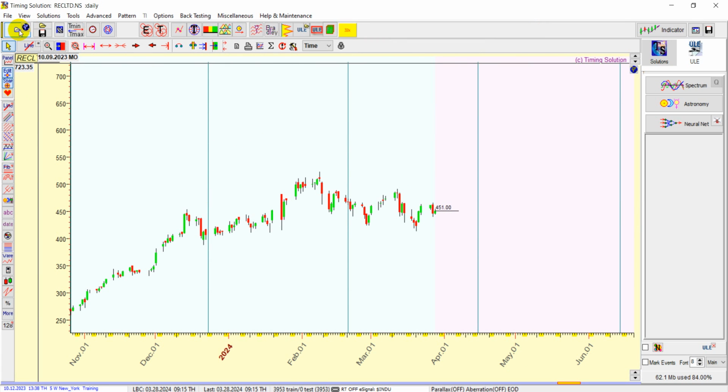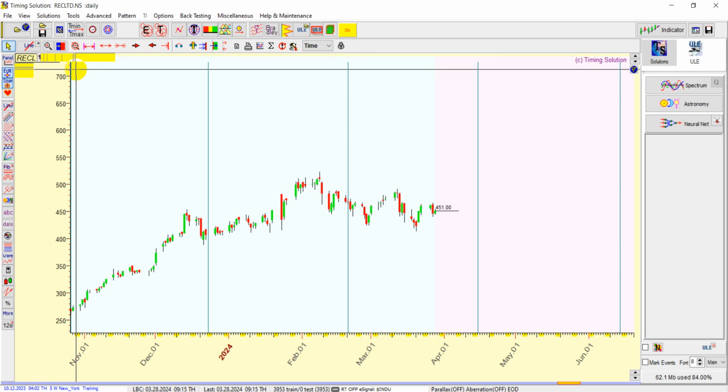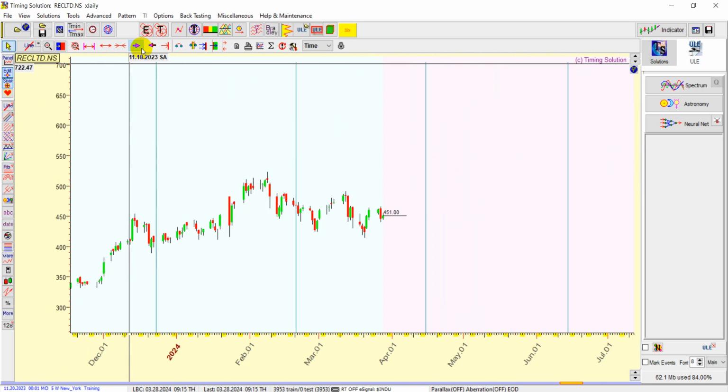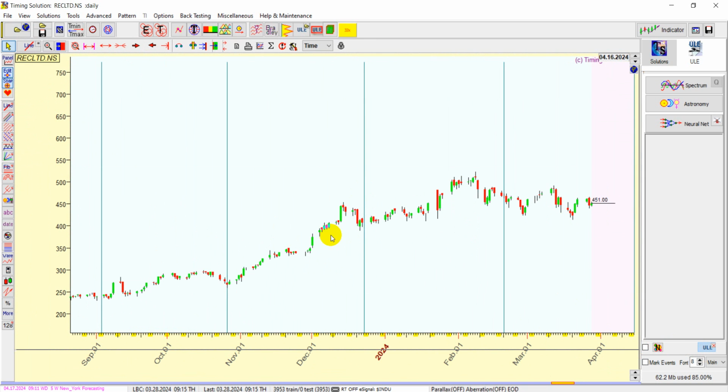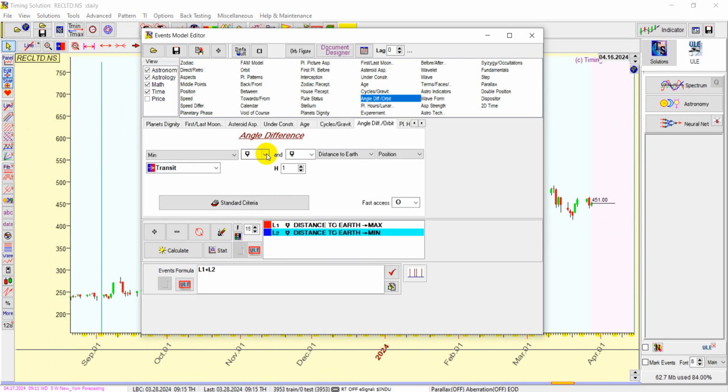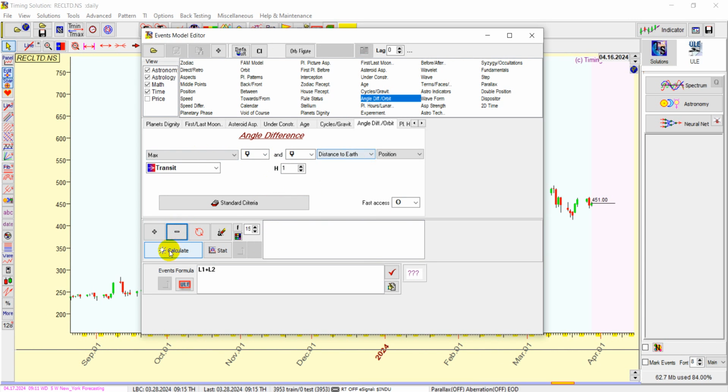Let's start with Nifty first. Okay, I have the REC Limited chart open, so let's start with REC. REC is in the power sector, and power is mostly governed by Mars. So we'll go into the software and find Mars. Mars distance from the Earth is smallest, maximum distance from the Earth for Mars. Let me add Mars, because power is for Mars. Mars is all about electricity.